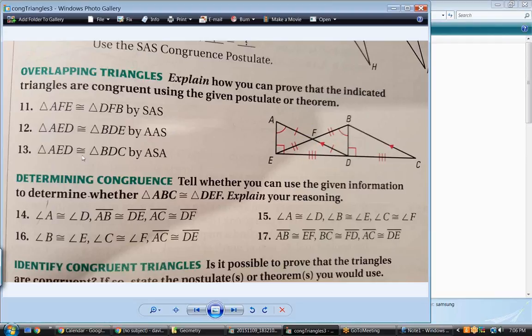And finally this one. AED, again that same triangle. But this time they do want you to prove congruency with this triangle over here by ASA. So let's find our two angles. We could do angle E, side ED, and then angle D. And then that'd be the ASA postulate.